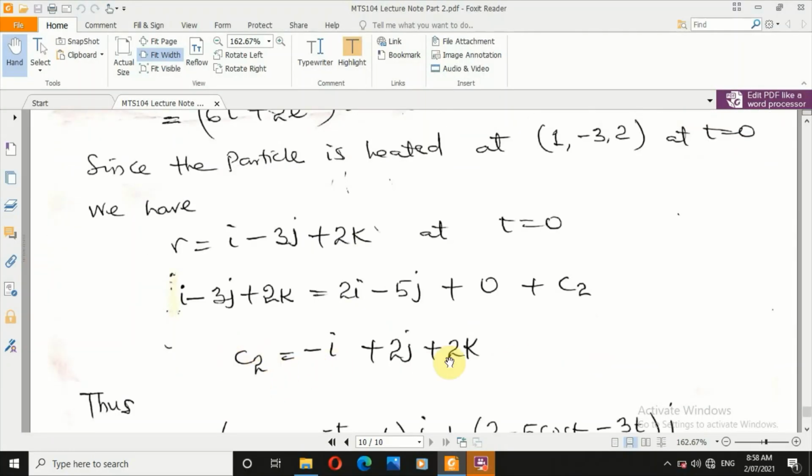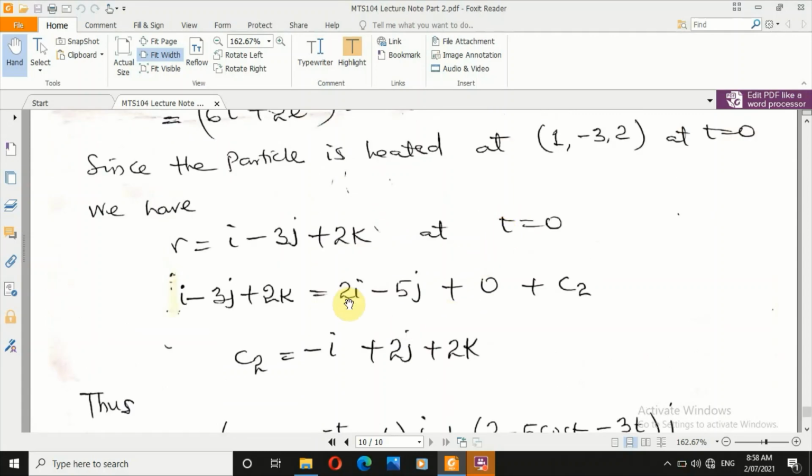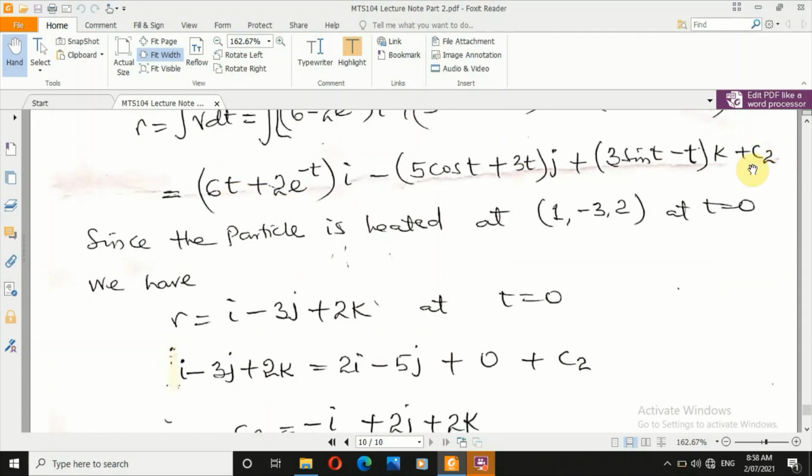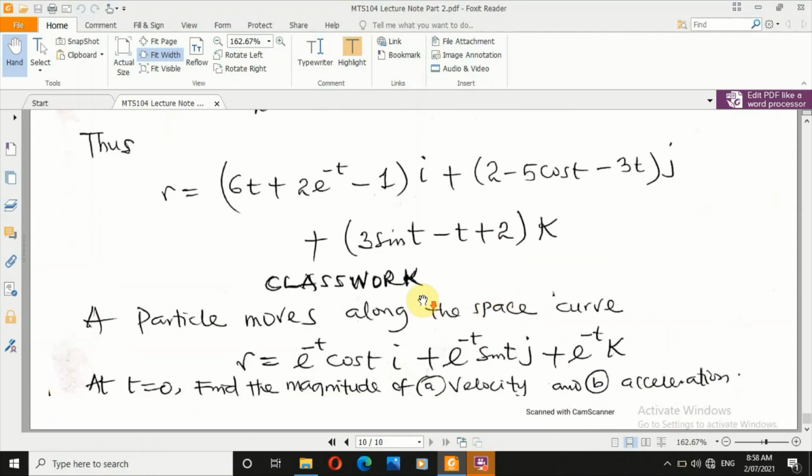So you find your c2 now. Once you find c2, you return it back to this position vector, which is r. So you substitute your c2, and you merge everything together. And that is it. So we have a small class.